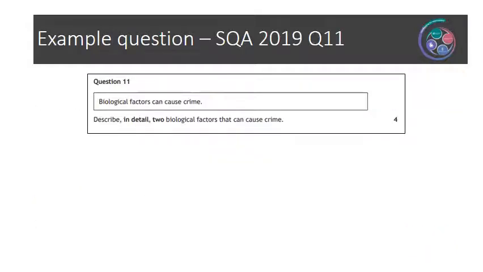So let's have a little look at an example question taken from the 2019 SQA paper. Question 11 we're going to look at here, which is taken from the Social Issues unit. You may wish to practice this question if you have studied crime and law. If you have studied social inequality, you will still benefit from looking at this example, as you may also be asked to describe causes of inequality or poverty.